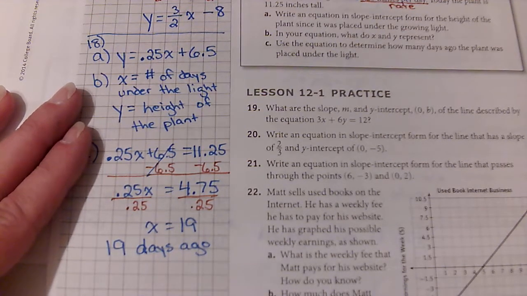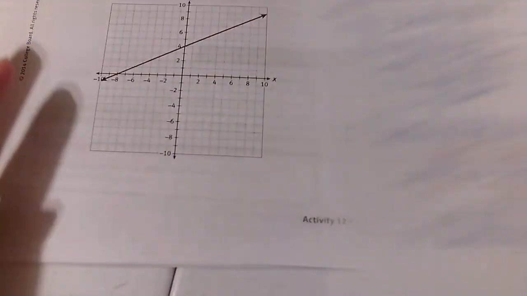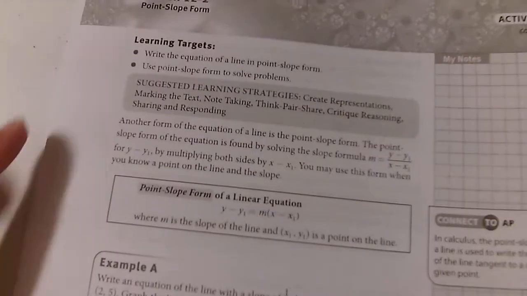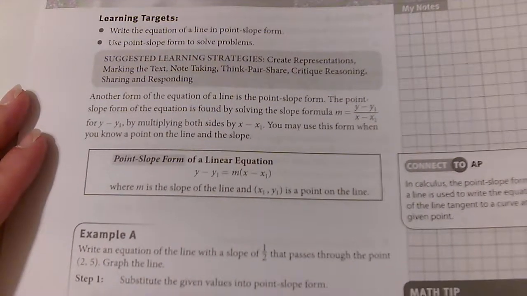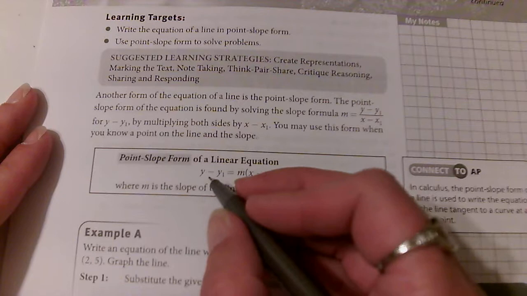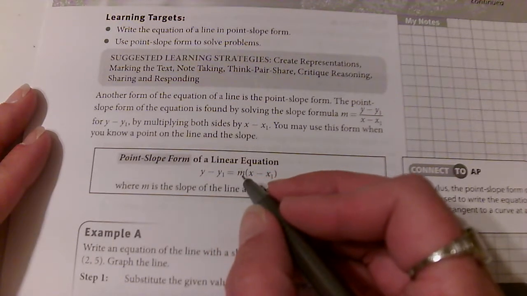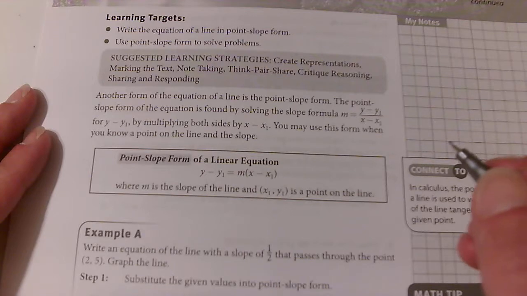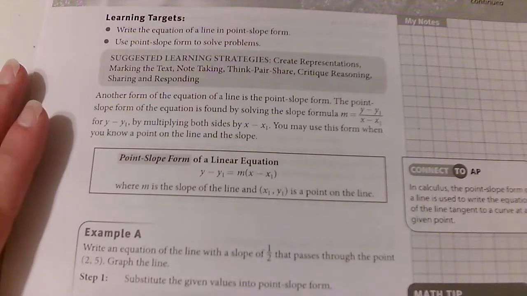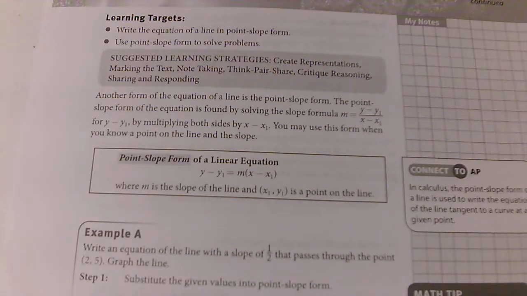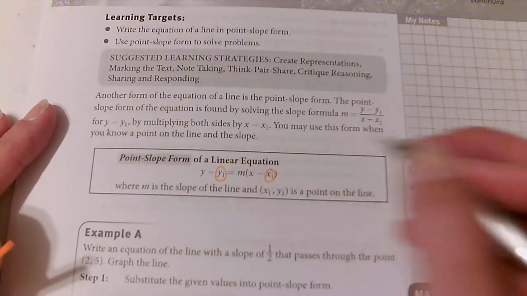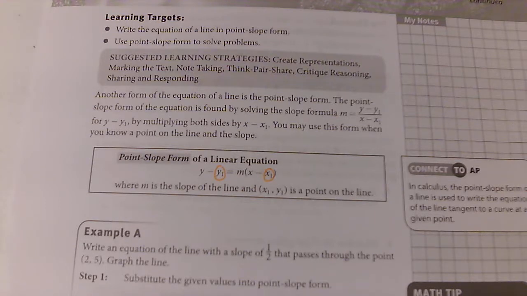Now you've had experience with slope-intercept before. The next lesson talks about something called point slope. Here is the equation for point slope. Y minus y1 equals m times x minus x1. So in this form, the y1 and the x1 come from a point on the line. And of course, m is your slope.